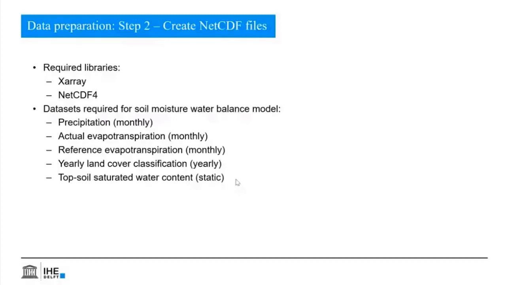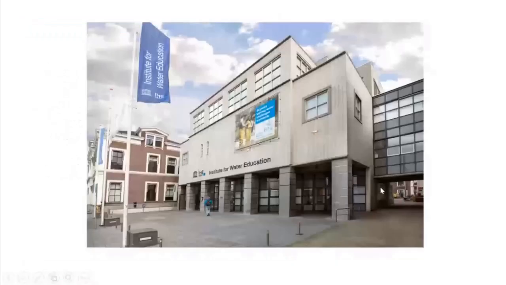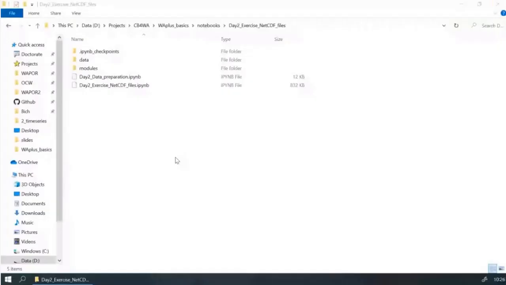The data sets required for the model that Solomon just presented here are monthly precipitation, monthly actual evapotranspiration, and reference evapotranspiration, the yearly land cover classification map, and the topsoil saturated water content, which is static. Okay, so I think I have 4 minutes left, maybe not enough to show the exercise. Maybe we can stay a bit longer, and if there is not enough time, we can continue during the afternoon.